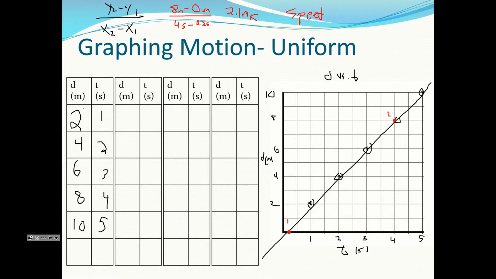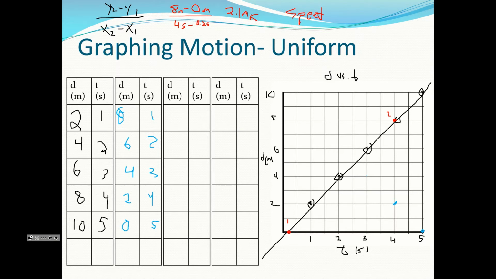So if we plug all that in, so 1, 2, 3, 4, 5. At 1 second, he's at 8 meters. At 2 seconds, he's at 6. 3 seconds, he's at 4. 4 seconds, he's at 2. And then 5 seconds, he's at 0. So if we graph that out, we have 5 and 0. We have 4 and 2.